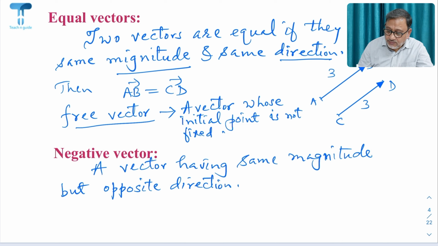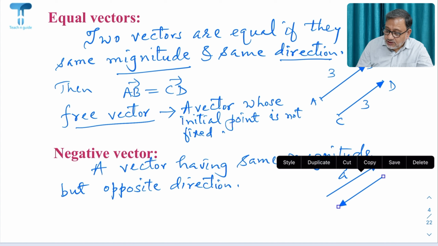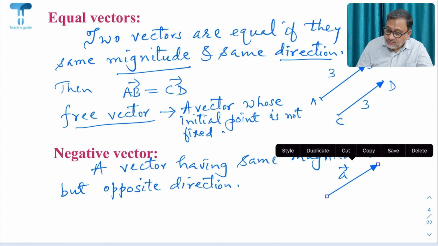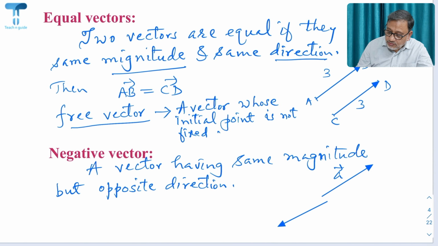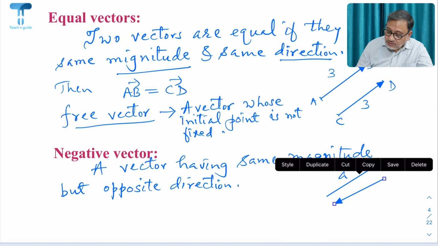Such a vector is called the negative of a vector. Suppose I have a vector here, vector A, and I draw another vector whose size is the same but it is exactly in the opposite direction. Let me take this and change its direction to exactly the opposite.